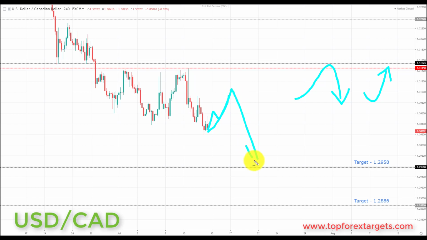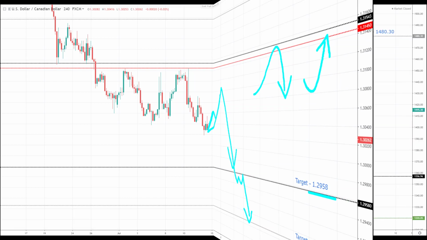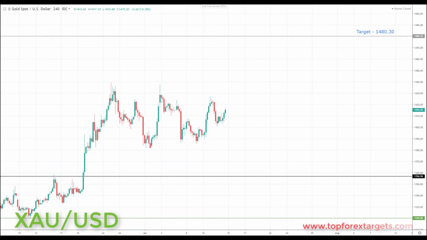And we're going to be looking at initiating shorts down towards the next key area of support to the downside and the target set from last week for the 1.2958. And if we can get a breakthrough here, we're going to be looking down towards the next key area of support to the downside and target 2 at the 1.2886. So next market we're going to look at is gold.